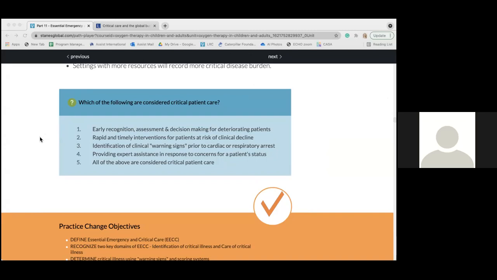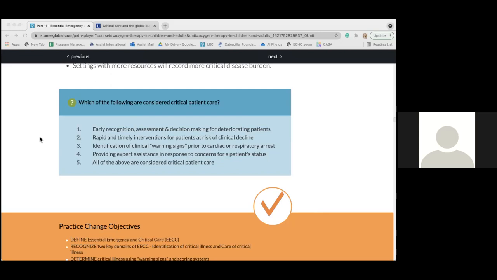So identification of clinical warning signs prior to cardiac or respiratory arrest. This is also a very important element of critical patient care. So it's all about recognition and identifying specific early warning signs that we are going to discuss in the subsequent sessions, prior to a patient going into either cardiac arrest or respiratory arrest.